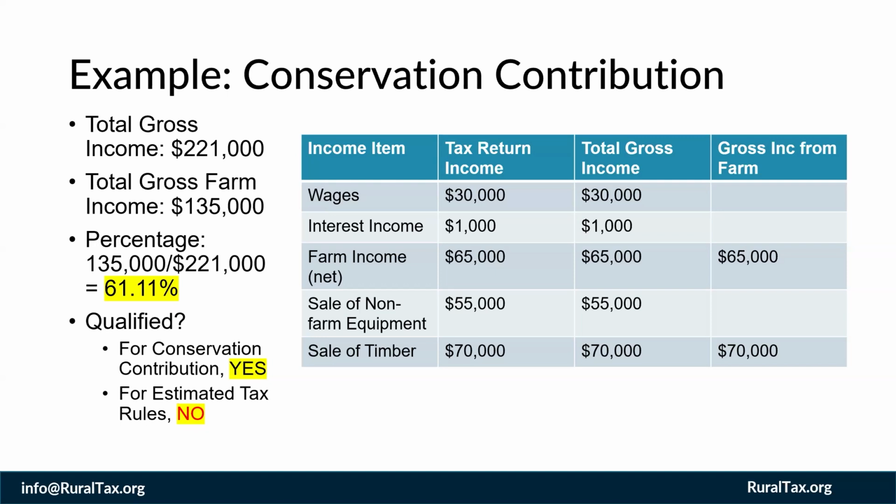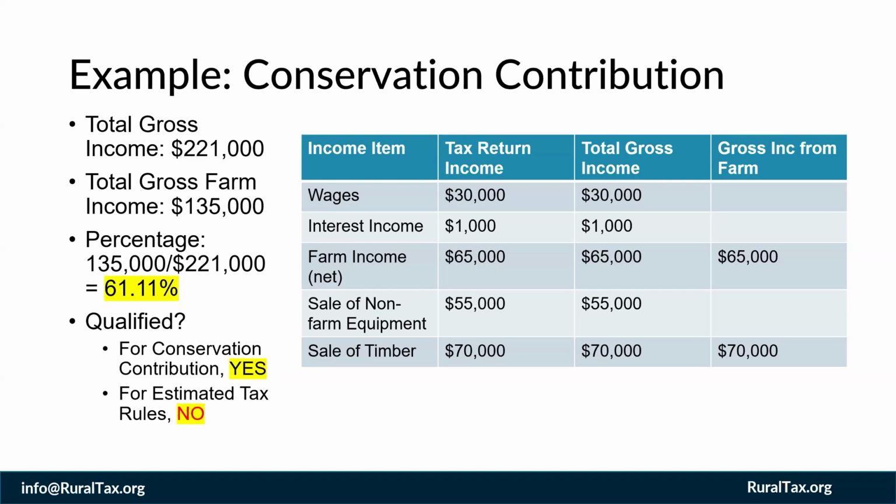$70,000. So then we look at the sources of gross income, and then you see all the way over on the right-hand side, gross income from farming is going to be $65,000 and $70,000. So we need to look at, well, what's our percentage? So our third bullet down, gross farm income, $135,000. We divide $135,000 by $221,000. That gives us 61.11%.